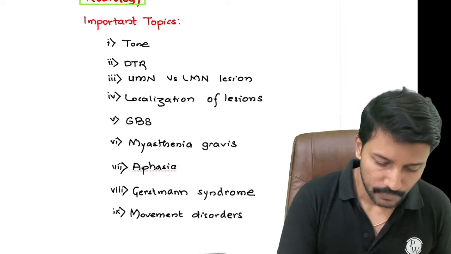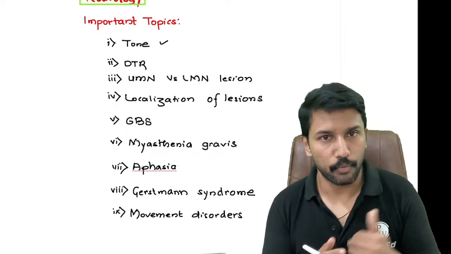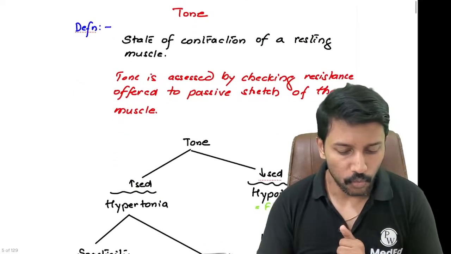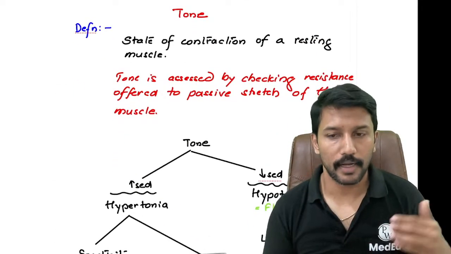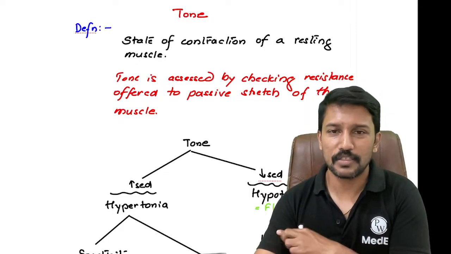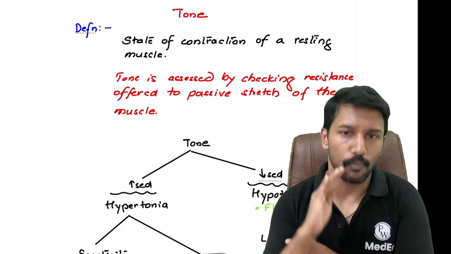We will start with tone first, right? Tone is an important topic. Okay, so now what we need to know about tone. Tone is defined as a state of contraction of a resting muscle. Now what do I mean by resting muscle? A muscle which is not doing any voluntary movement.